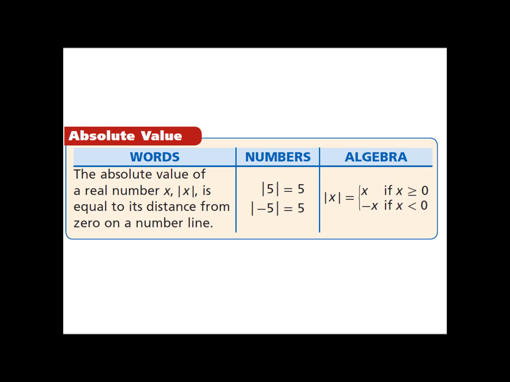Now, you're probably all familiar with what an absolute value is. The absolute value of a real number is equal to its distance from 0 on the number line. Basically, absolute values remove negatives. They don't change the sign, they just remove negatives. So the absolute value of 5 is 5. The absolute value of -5 is also 5.